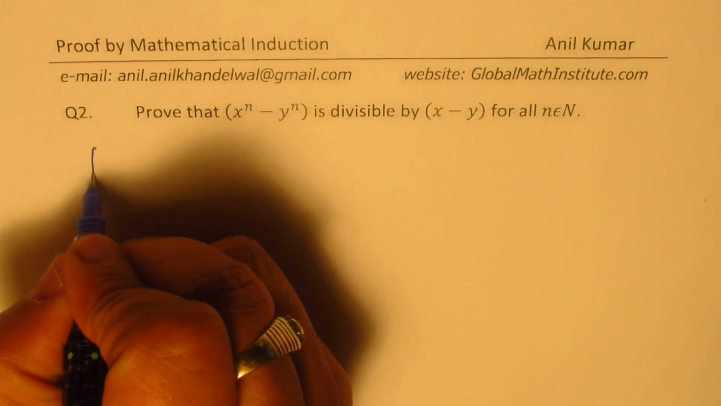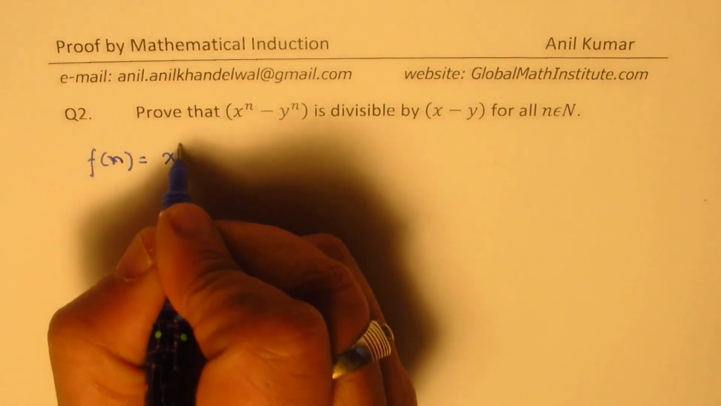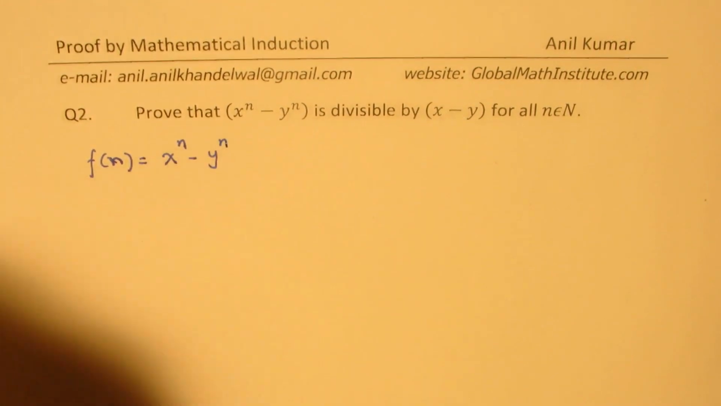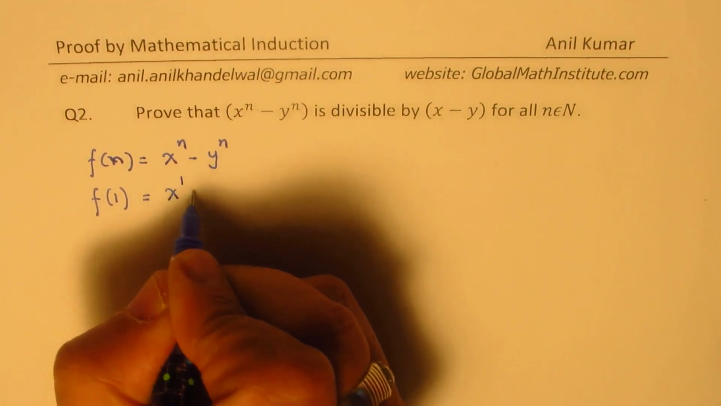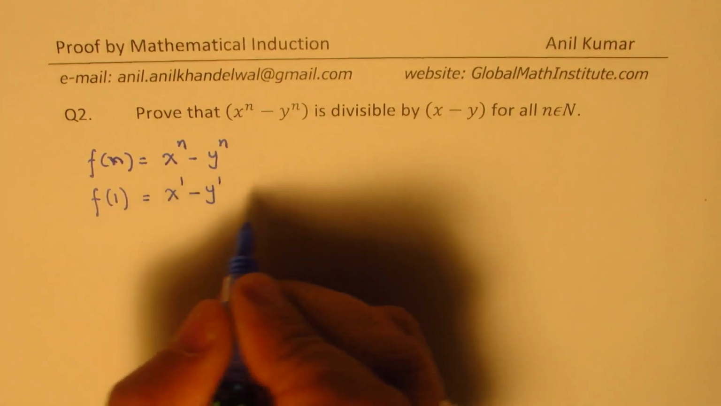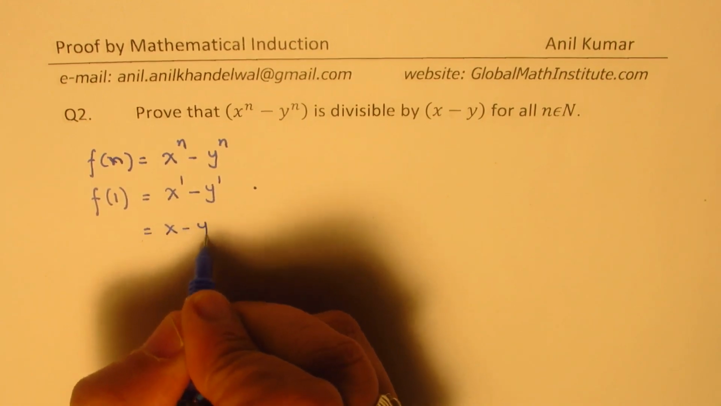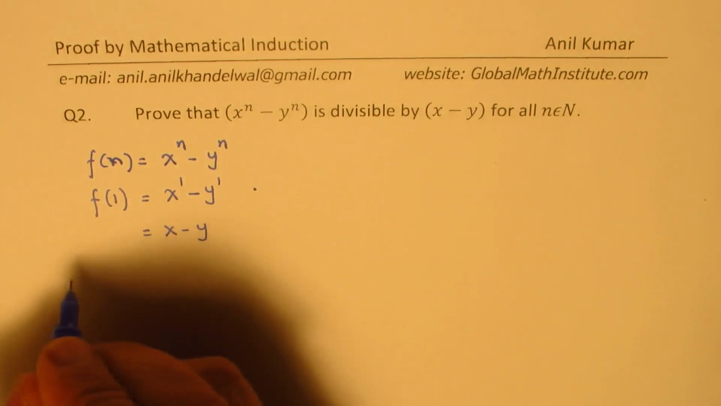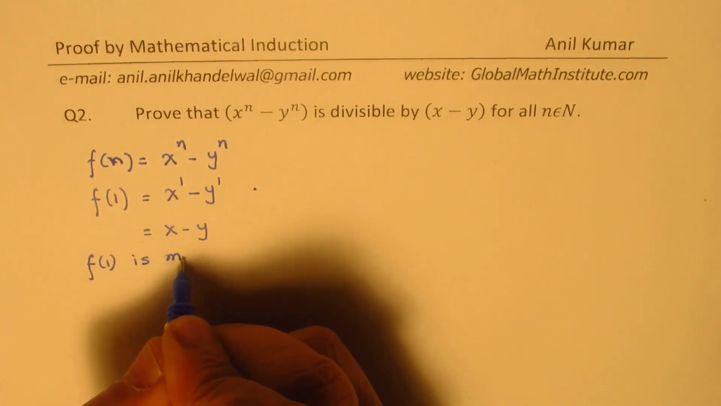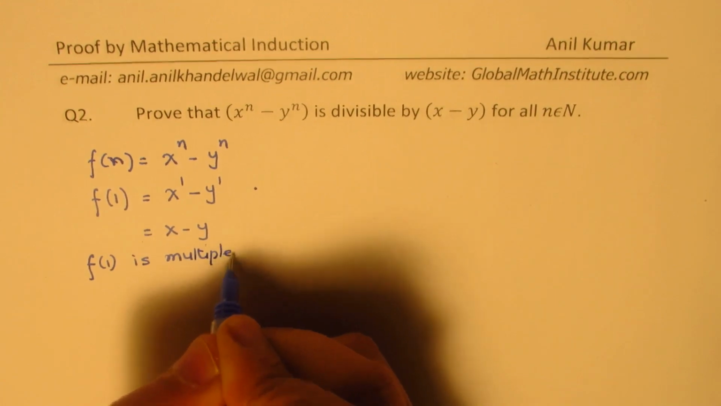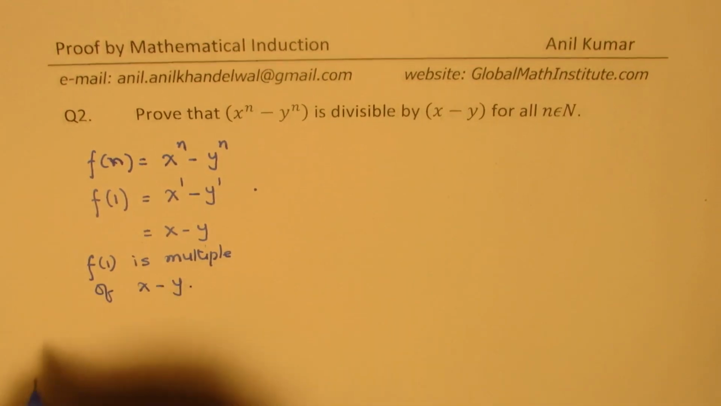So again, we'll begin by defining f(n) as equal to x to the power of n minus y to the power of n. So we'll check for n equals 1. So we get x to the power of 1 minus y to the power of 1, and that is definitely divisible by x minus y, right? So we see that f(1) is a multiple of x minus y. Clear?